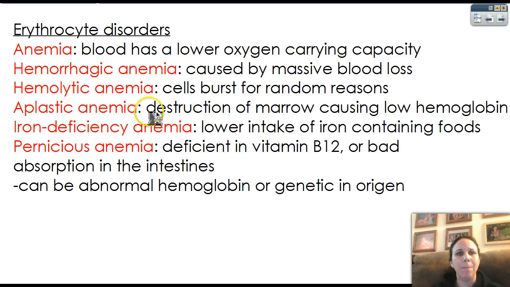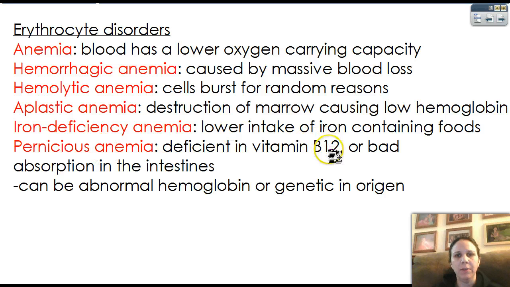Aplastic anemia, this one's a bad one. This is, a lot of people die from this one. It's destruction of the bone marrow causing low hemoglobin. So there's a problem with the blood making factory, and if there's a problem at the source, you usually got bigger problems. It's kind of like a cancer in a way. Iron deficiency anemia. For some reason, you're not taking enough iron, so your blood doesn't have as much iron. You can't carry as much oxygen in your body.